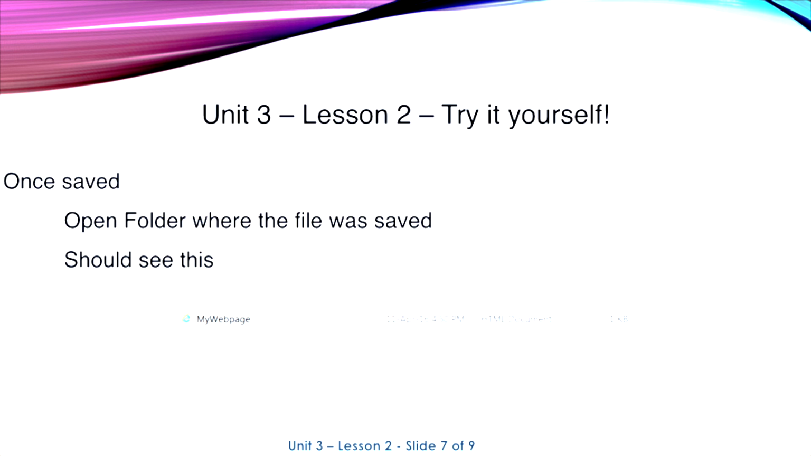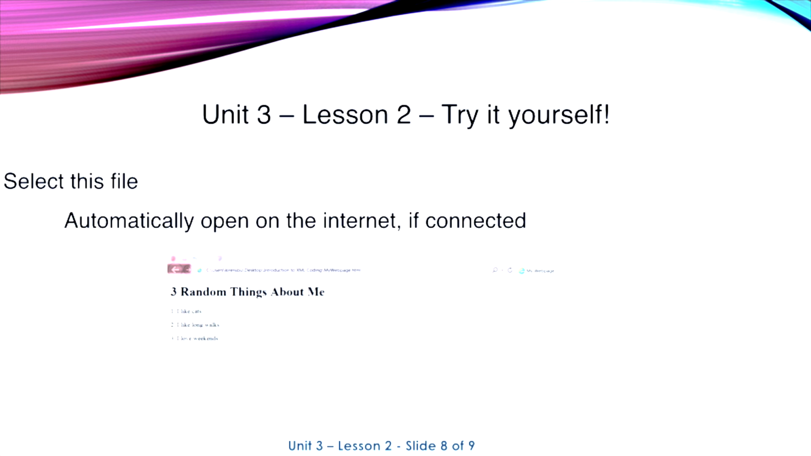Once saved, you should be able to find the file, but this time it will have an E or an internet sign on it. Select this file document. The document should automatically open on the internet as long as you're connected, and it should look like this.